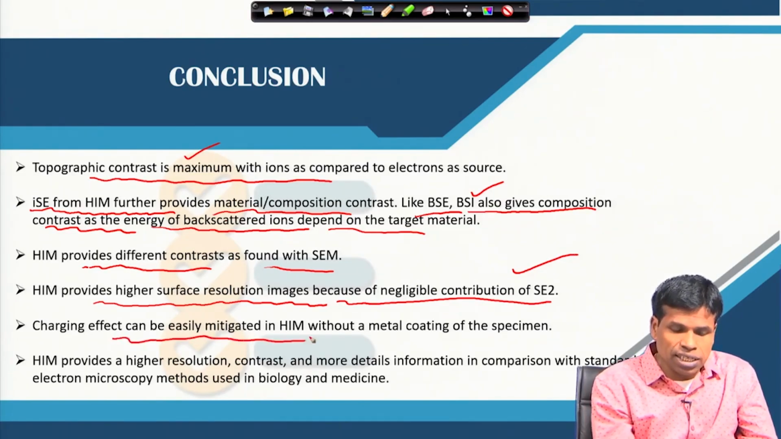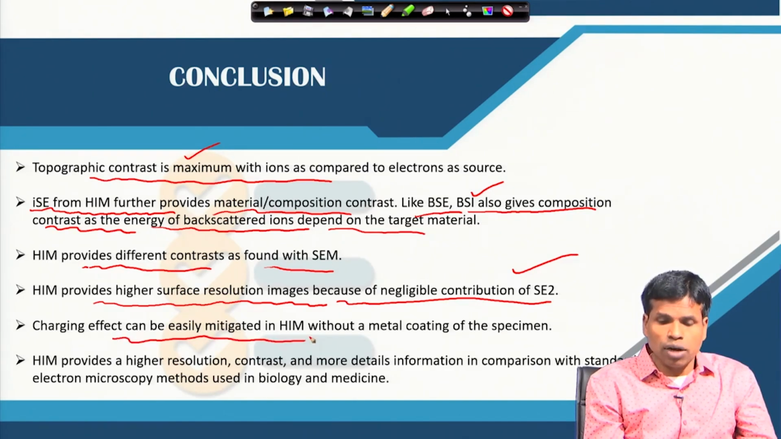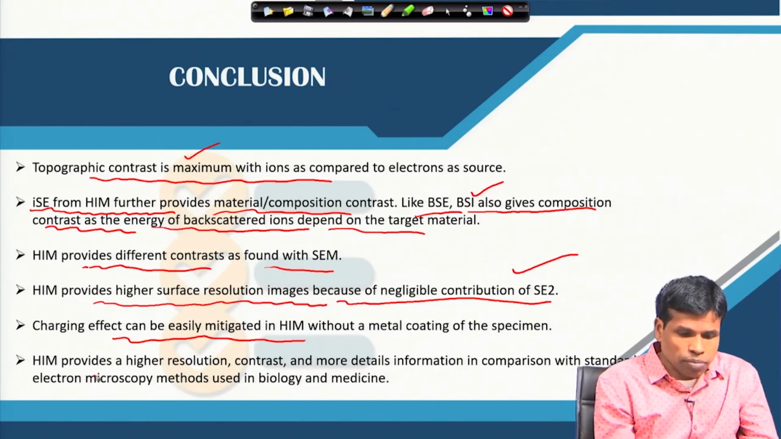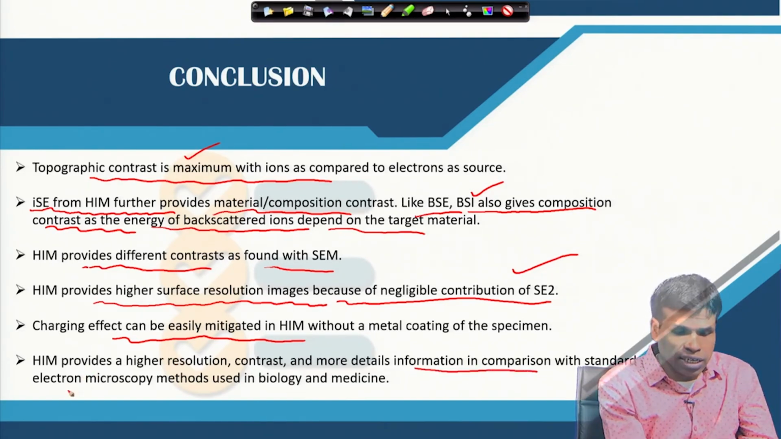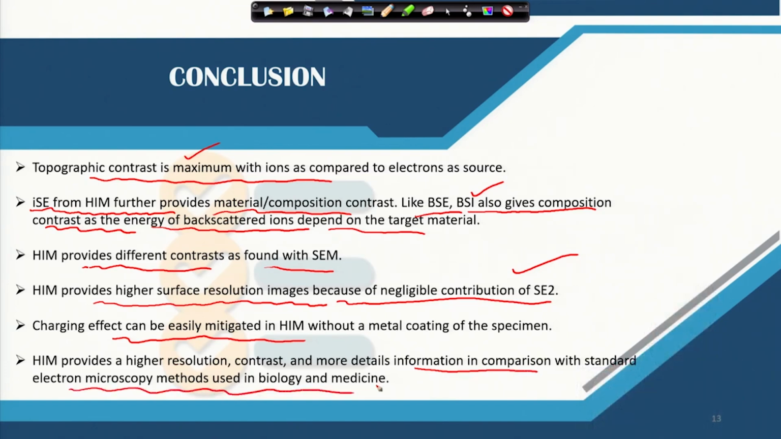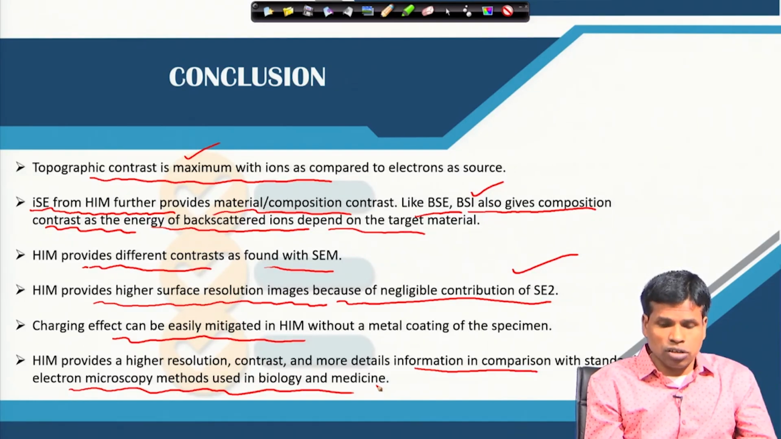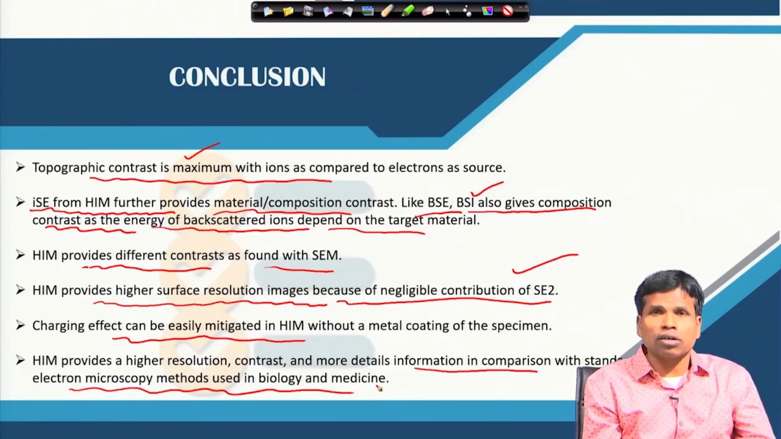The charging effect can certainly be easily mitigated with the helium ion microscope without a metal coating on the specimen. For the scanning electron microscope, we do need to coat a metal conducting layer to avoid charging, but here, without metal coating, we can do the imaging and see the clear surface. The helium ion microscope provides much higher resolution, contrast and more detailed information in comparison to standard electron microscopic methods used in biology and medicine. So, on all these points that you have seen here, the helium ion microscope is much superior as compared to the scanning electron microscope.